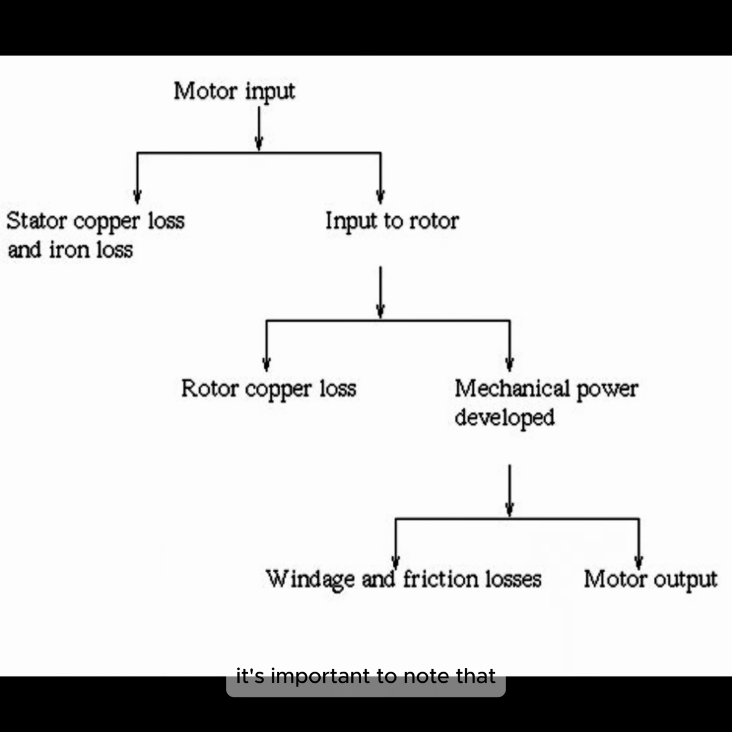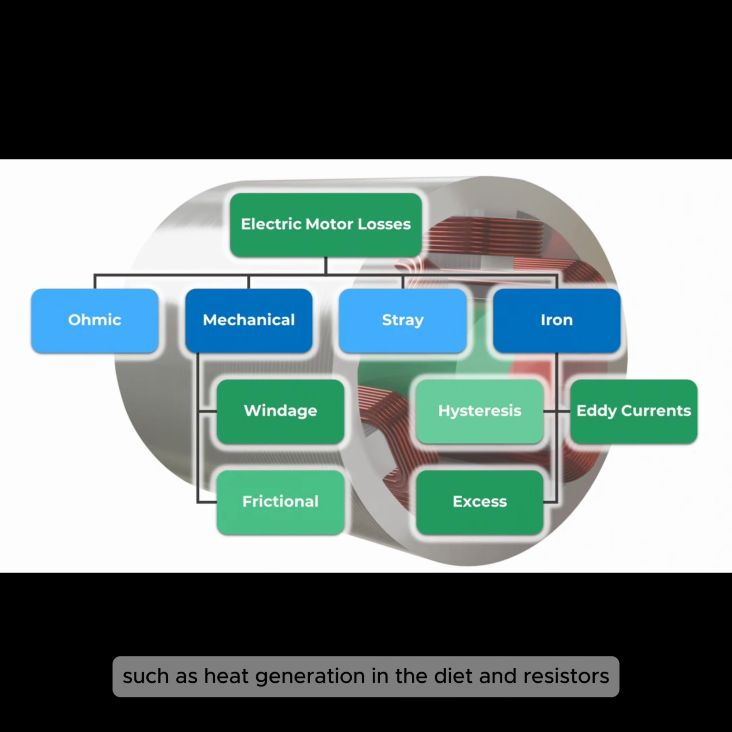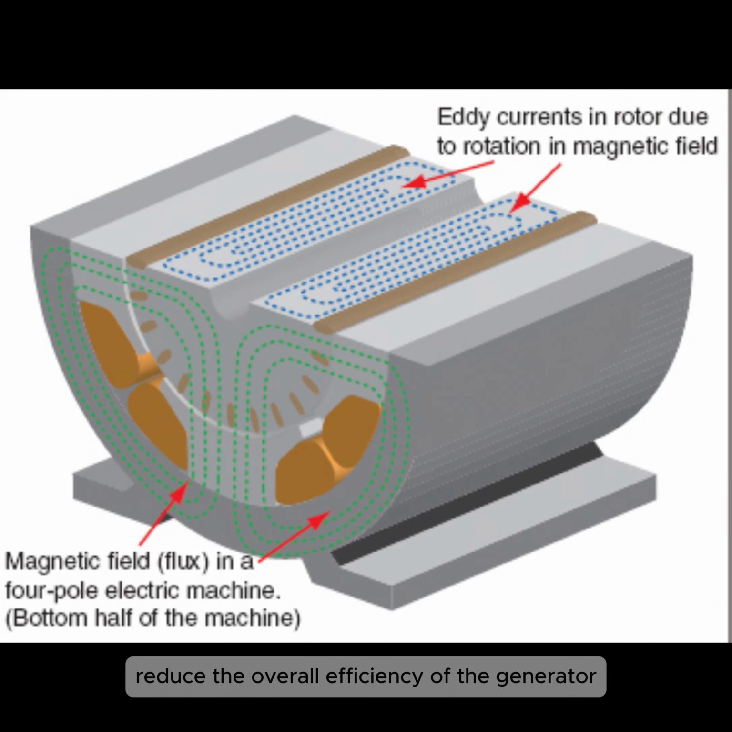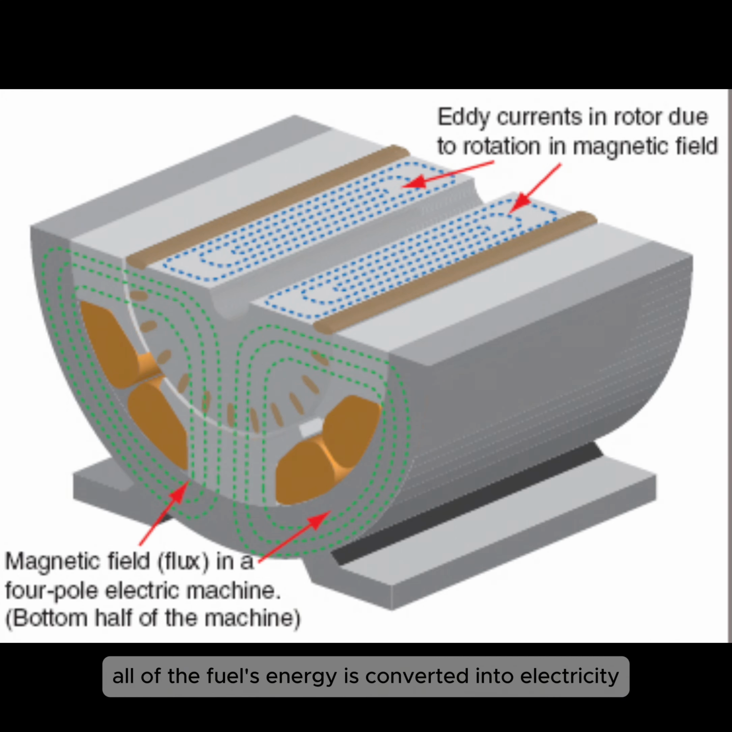It's important to note that no system is 100% efficient. In this generator, there will be some losses due to mechanical friction, like in the bearings and rotor, and electrical losses, such as heat generation in the diodes and resistors. These losses slightly reduce the overall efficiency of the generator, meaning not all of the fuel's energy is converted into electricity.